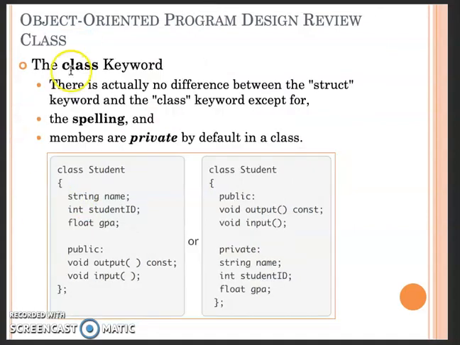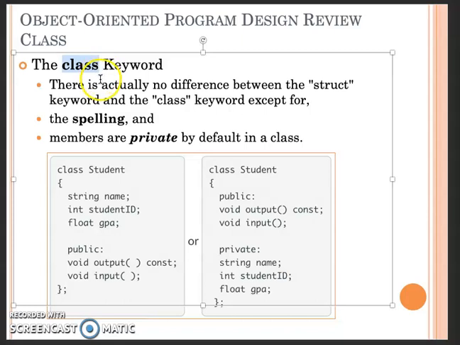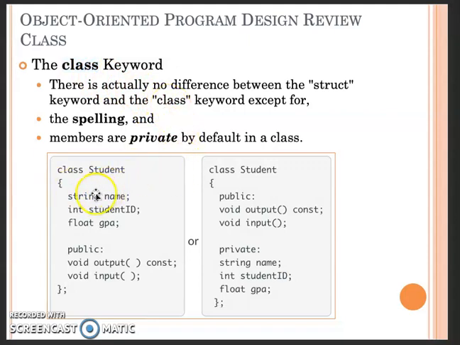Then for class, we spell it as class. So there's really no difference between struct and class. The only thing is the spelling, and by default, for class, the access is private. So that's why you see here the class student. I didn't specify how those data attributes are accessed. So actually it's private. So we have private data, name, student ID, and the float in the student. Then we have public member functions, the output and input. So that's the difference between class and struct.